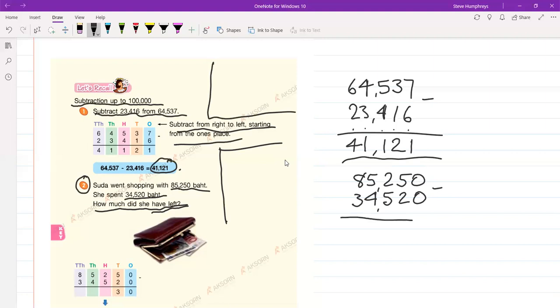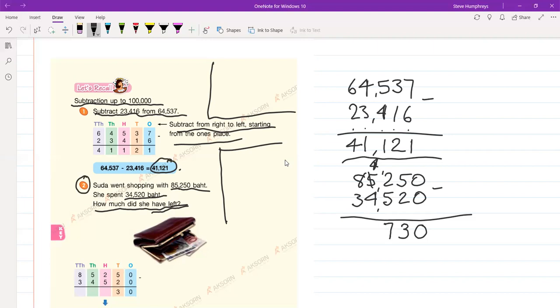Minus. Okay. Start on the one at the right with the ones column. 0 minus 0 is 0. 5 minus 2 is 3. 2 minus 5 you can't do, you need to borrow. Make that a 4 and make that 12. 12 minus 5, 7.